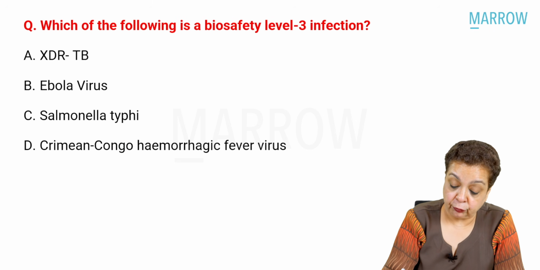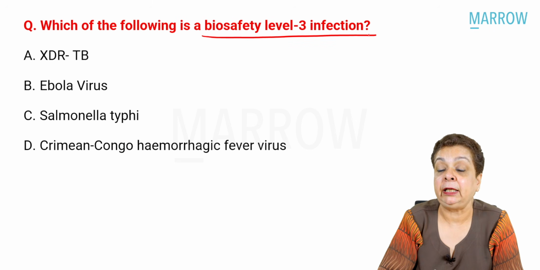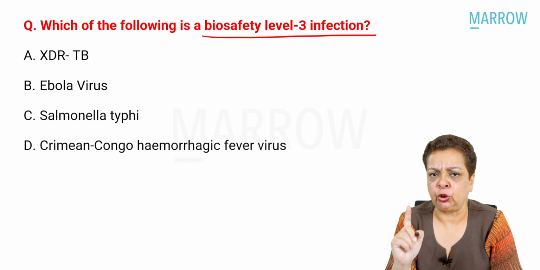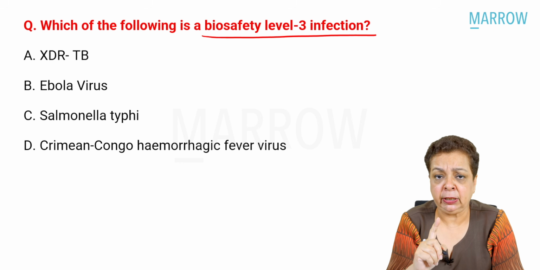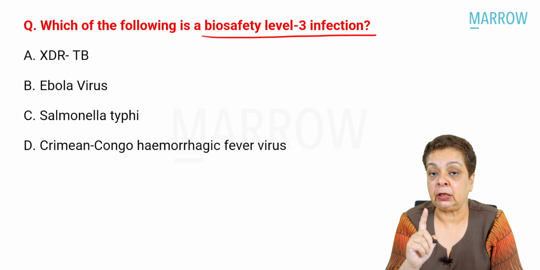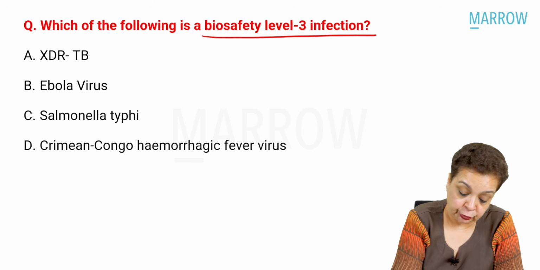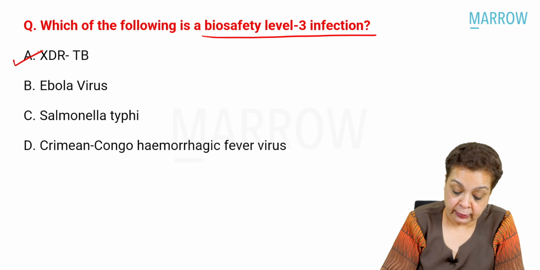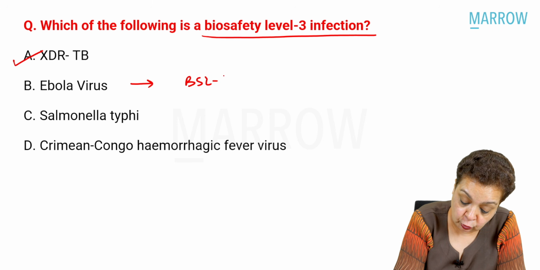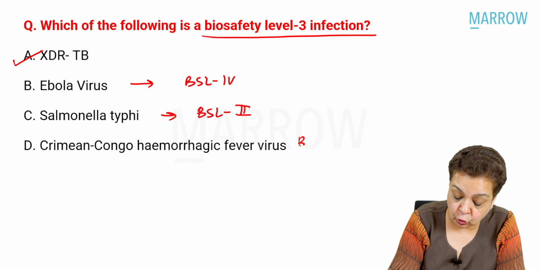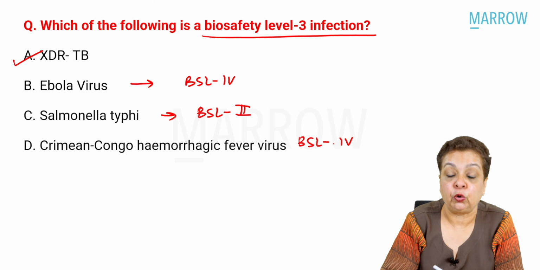Last question. Which of the following is a biosafety level 3 infection? XDR tuberculosis, Ebola virus, Salmonella typhi, Crimean Congo hemorrhagic fever. Okay, any kind of tuberculosis, normal TB, MDR TB, XDR TB, the cultures are to be handled taking it as a BSL-3 pathogen. So that is definitely our answer. Ebola virus is a BSL-4 pathogen. Salmonella typhi is a BSL-2 pathogen. Crimean Congo hemorrhagic fever is a BSL-4 pathogen.